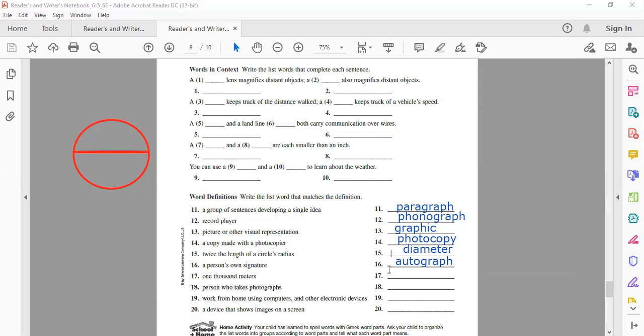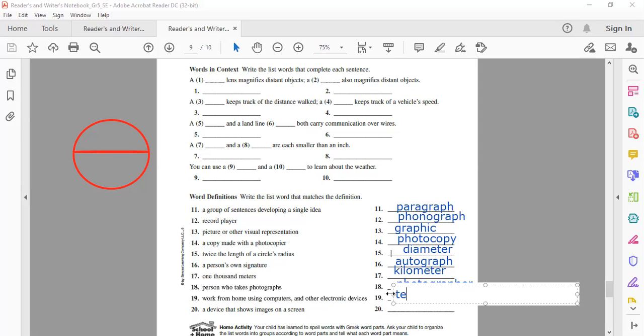1,000 meters. Kilometer. Excellent, my girl. Very good. Ariana, 18. A person who takes photographs. Photographer. Excellent job. And then we have Maria. Work from home using computers and other electronic devices. Telecommute. Excellent, my girl.